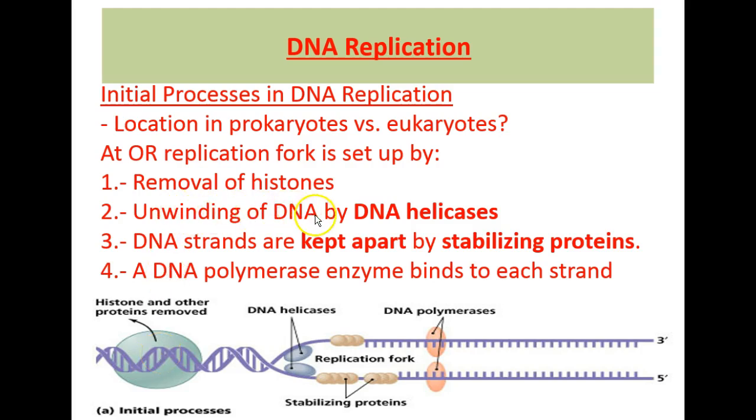Unwinding of DNA takes place by enzymes called DNA helicases. Here are two DNA helicases unwinding DNA. The two DNA strands will be kept apart by stabilizing proteins. Here are the stabilizing proteins keeping the two DNA strands apart. A DNA polymerase enzyme binds to each strand on either side of the origin of replication. We're looking at only one side of the origin of replication. Therefore, we have two DNA polymerases, one for each strand.